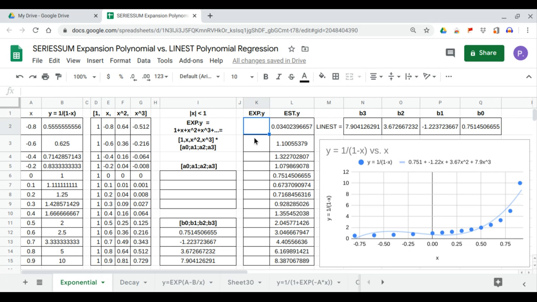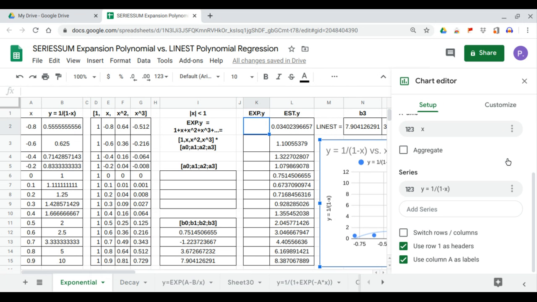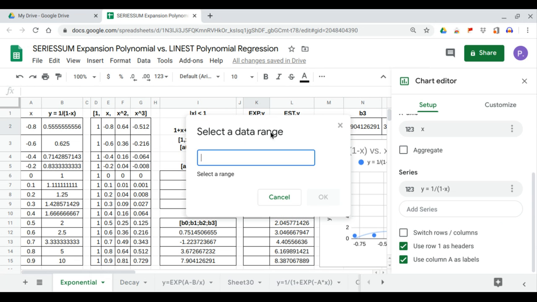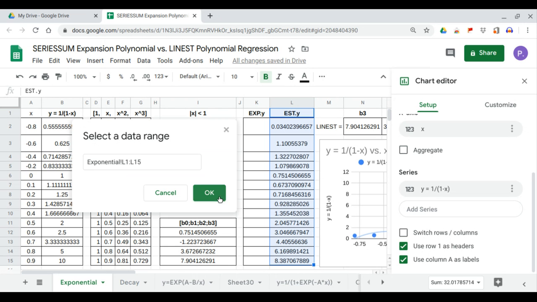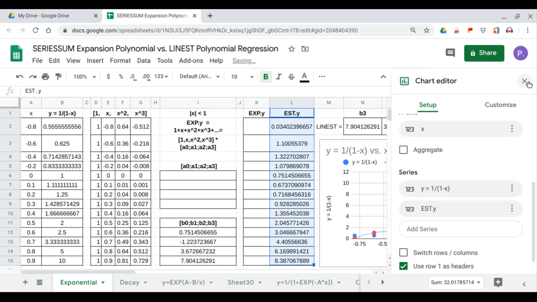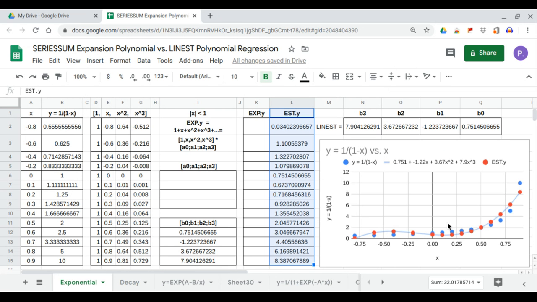Now that we have completed the estimated y, we can also insert that into the chart as a series, and we'll use the estimated y. So that's our estimated y in red. Our estimated y in red follows along the trend line because the estimated y is the equation of our trend line.